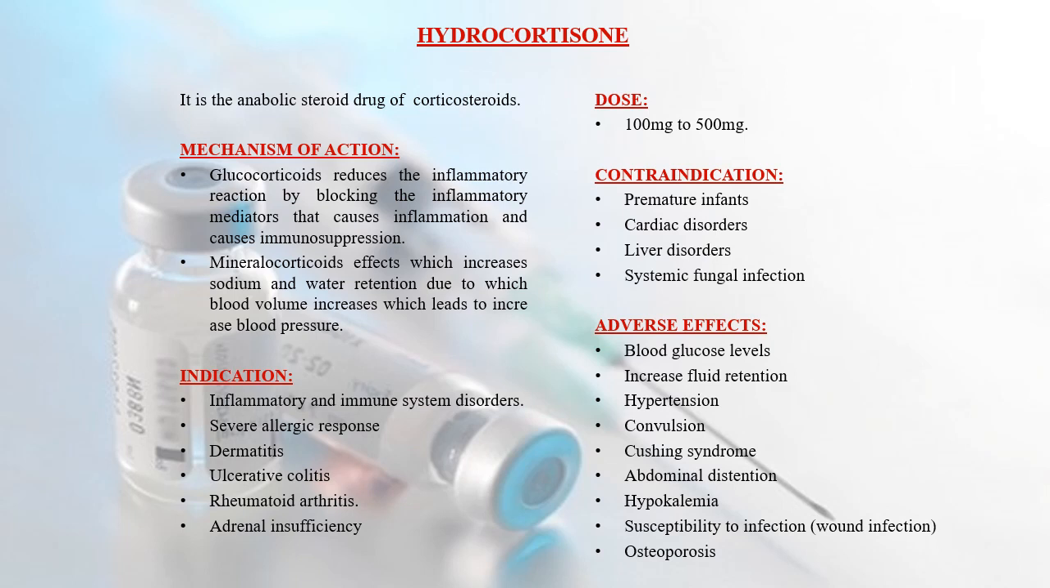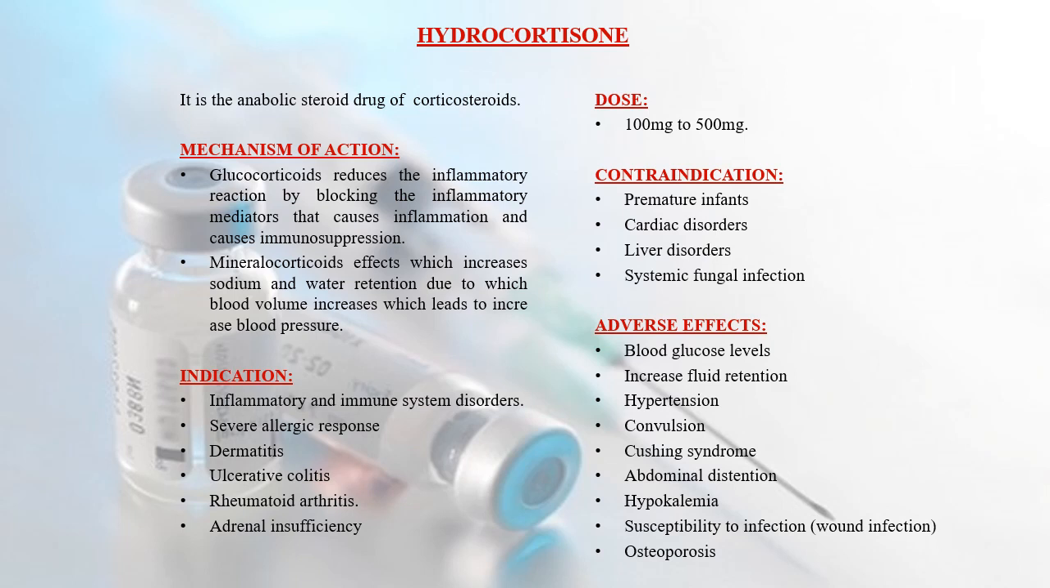Corticosteroids are further divided into two main classes, the glucocorticoids and mineralocorticoids. Each of them has its own effect in the system. Hydrocortisone has both of these classes. Glucocorticoids reduce the inflammatory reaction by blocking the inflammatory mediators that cause inflammation, and cause immunosuppression. Mineralocorticoids increase sodium and water retention, due to which blood volume increases, which leads to increased blood pressure.